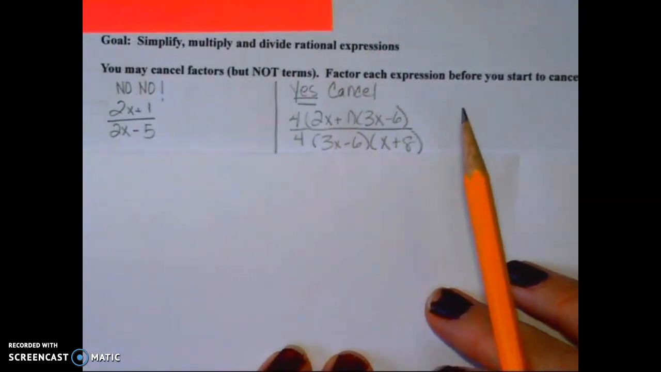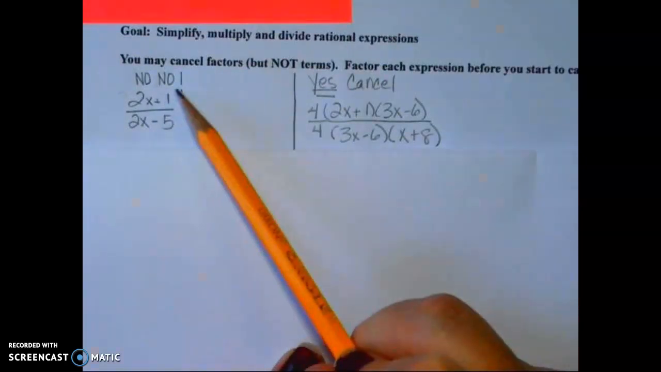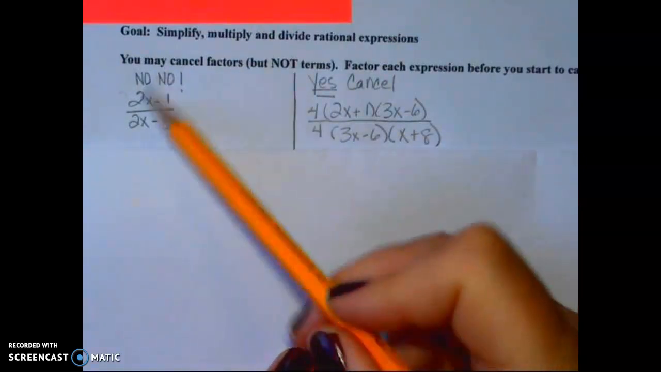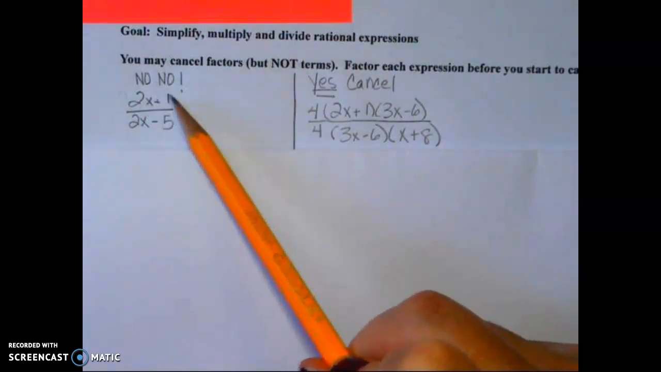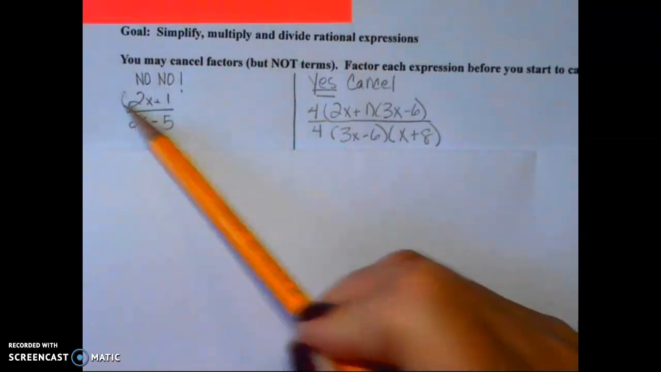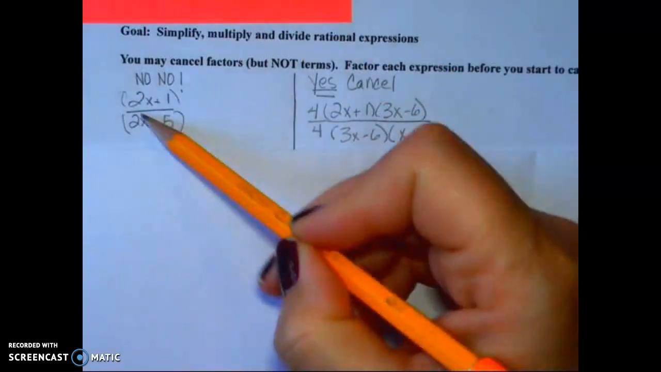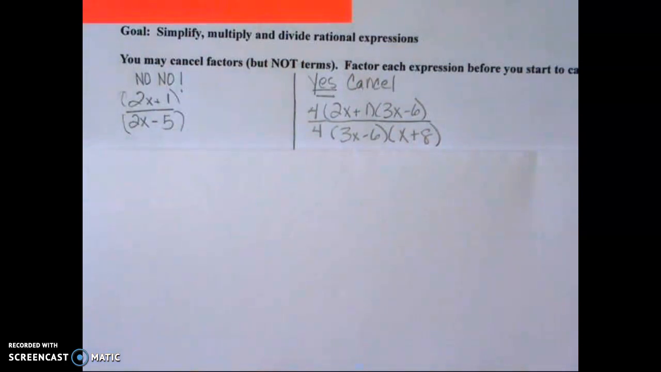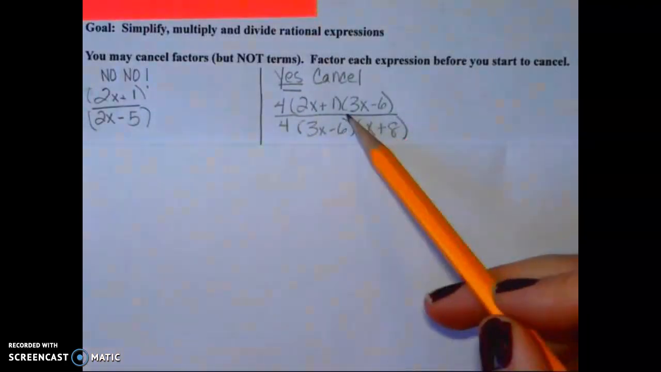So let's look at this. For this side, no, you can't cancel the 2x. Don't even try it. The 2 is attached to the 1 with a plus sign. So that's an expression in itself. And here, no, don't cancel those 2's.